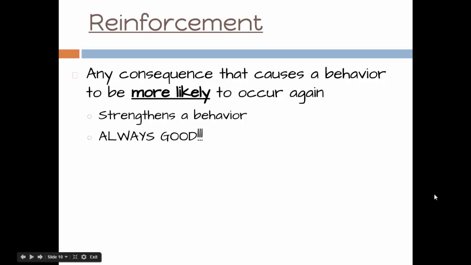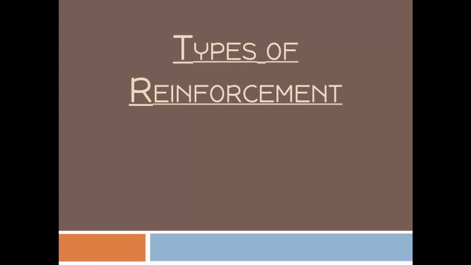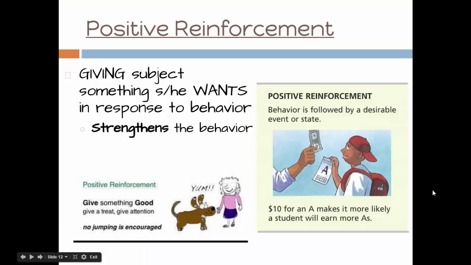Reinforcement is any sort of a consequence, anything that comes after a behavior that's going to cause that behavior to be more likely to occur again. It's going to strengthen a behavior. So if we want something to happen again, we're going to reinforce it. This is always something good for the person performing the behavior. Two different types of reinforcement.